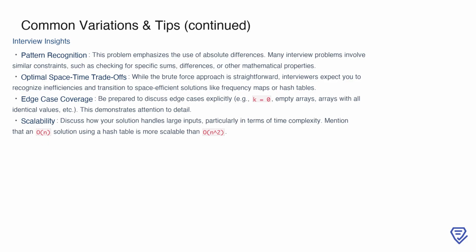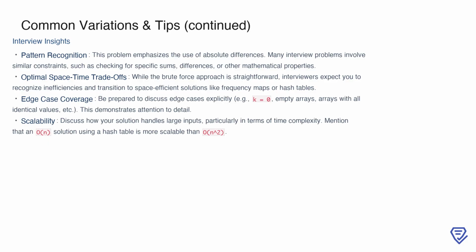Additionally, discussing edge cases, like when k equals 0, dealing with empty arrays, or handling arrays with identical values, shows your attention to detail. Finally, scalability is often a discussion point. Explaining how your approach handles large inputs, and why an optimized solution is preferable to O(n squared), can make a strong impression.